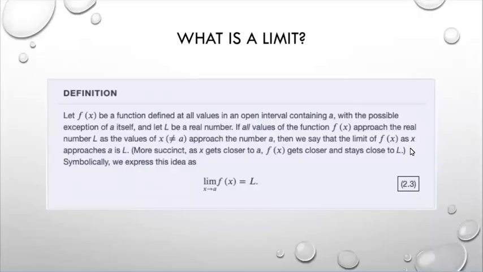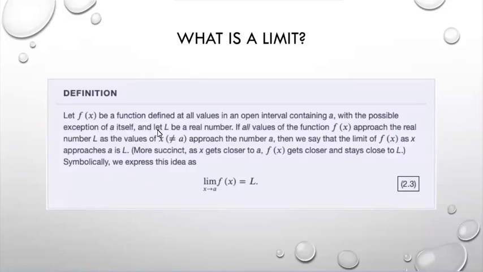Let's talk about what is a limit. By reading this definition that we have here, it says that we have f of x, a function that is defined at all values in an open interval. So from this value of x to this value of x, all of the values included within that open interval, the function is defined in there. And that interval contains a, with the possible exception of a itself, right?